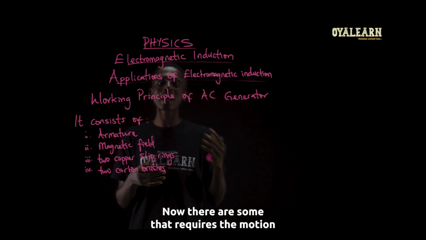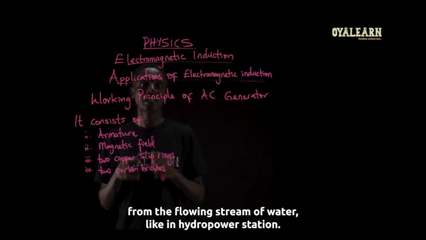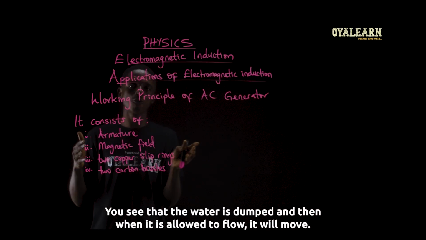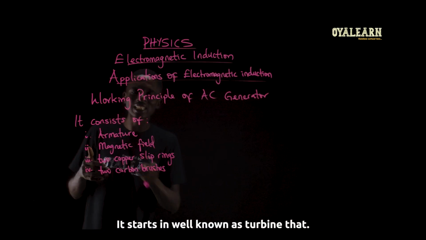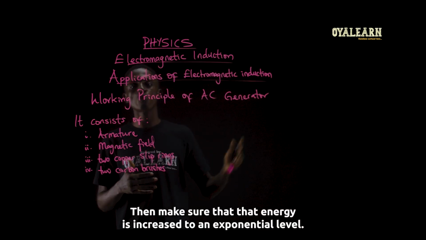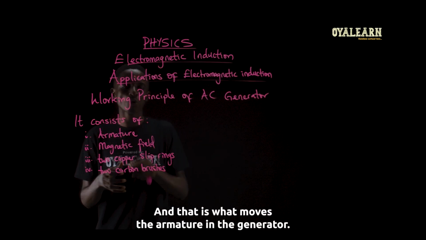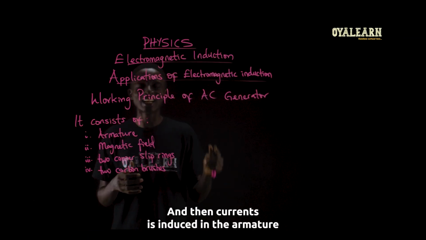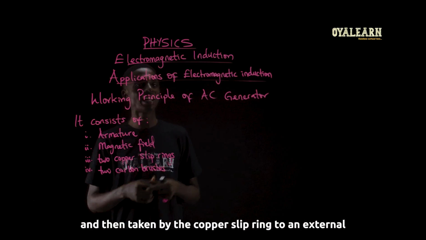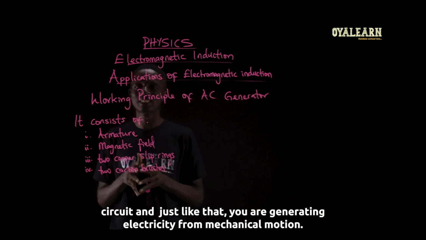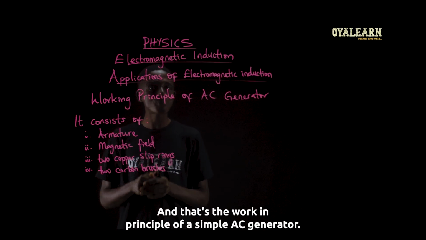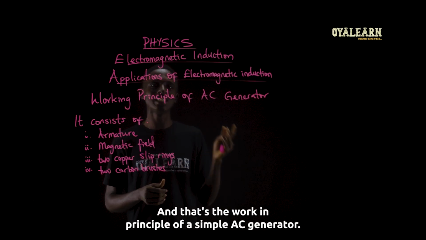Now there are some that require the motion from the flowing stream of water, like in a hydropower station. You see that the water is dammed, and then when it's allowed to flow, it will move a certain wheel known as a turbine that then makes sure that that energy is increased to an exponential level, and that is what moves the armature in the generator, and then current is induced in the armature and then taken by the copper slip rings to an external circuit, and just like that you are generating electricity from mechanical motion. And that's the working principle of a simple AC generator.